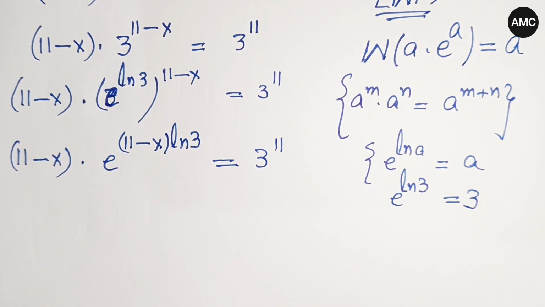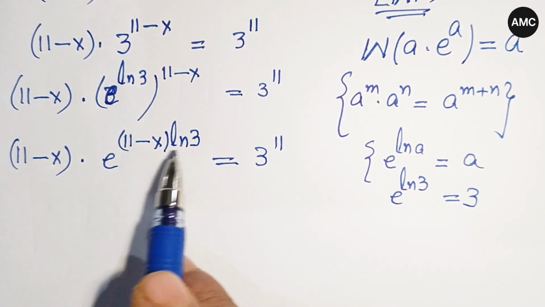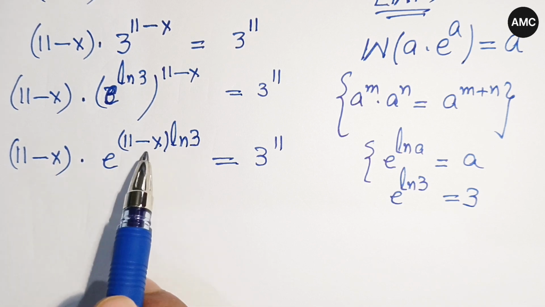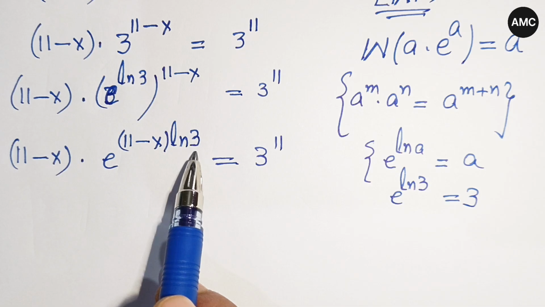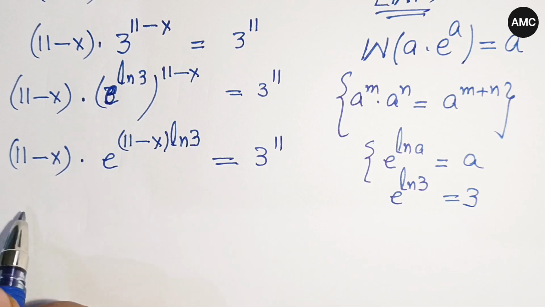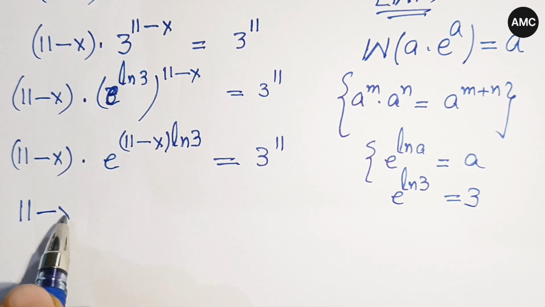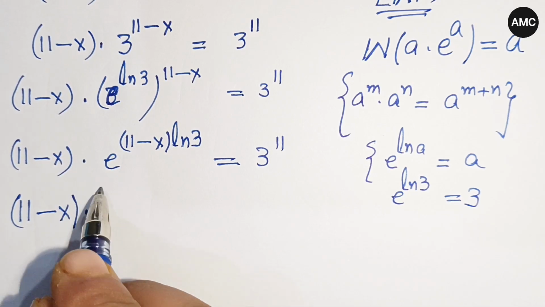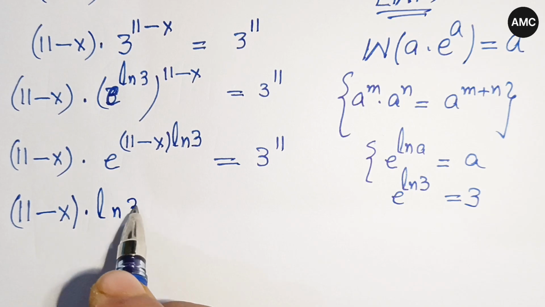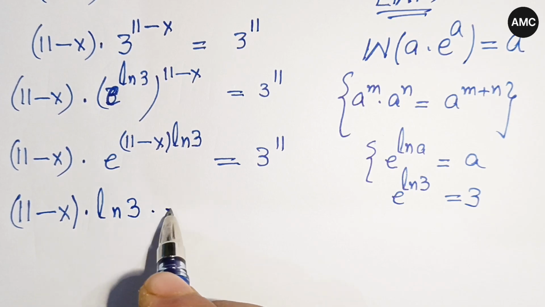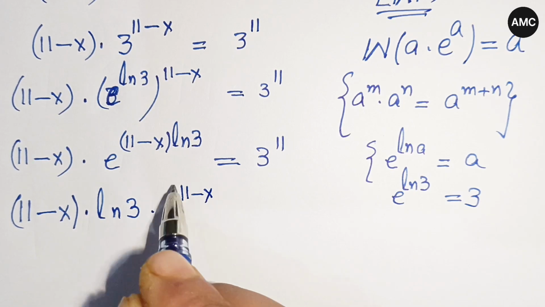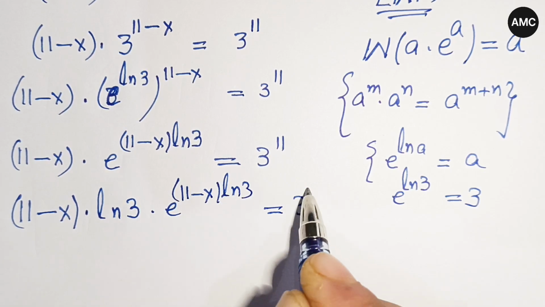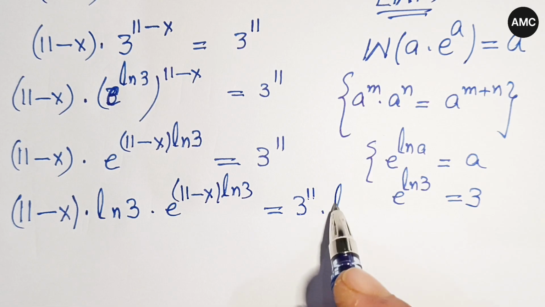Now we have to just make this value and this exponent the same. For this purpose, here we have 11 minus x, but there is no natural log of 3. Now multiplying natural log of 3 on both hand sides, it will be 11 minus x times natural log of 3, and then e to the power 11 minus x times natural log of 3, that is equal to 3 to the power 11 times natural log of 3.